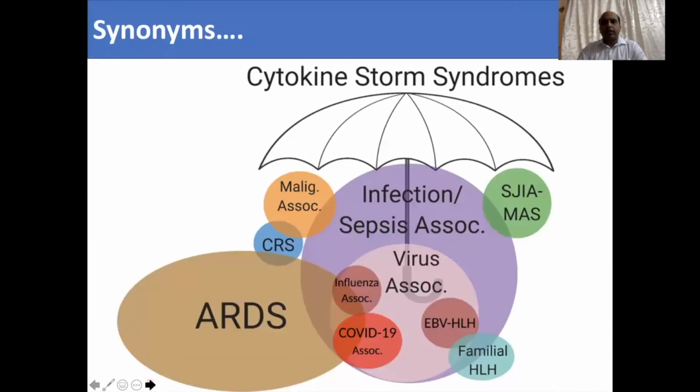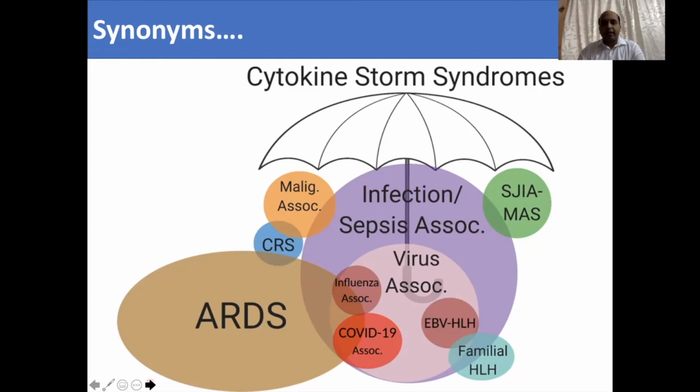So, what are the synonyms? Most people know cytokine storm syndrome, cytokine releasing syndrome, or hyperinflammatory syndrome. These are all more or less similar to macrophage activation syndrome. Under this umbrella, a lot of other diseases come into the picture. Macrophage activation syndrome is otherwise known as HLH.